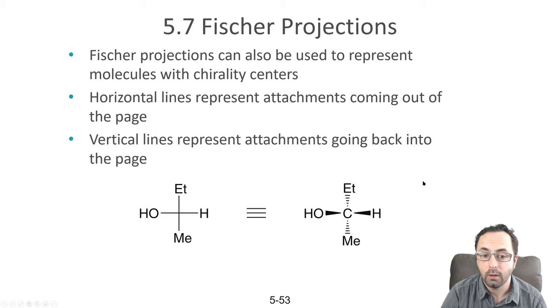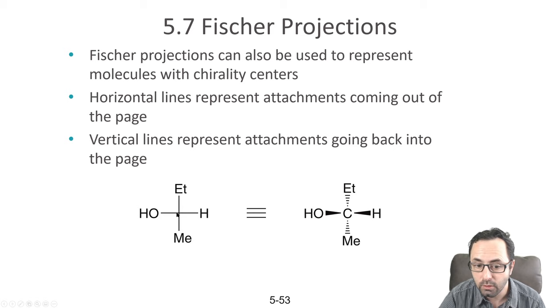Another way of representing chiral molecules is with so-called Fischer projections. Fischer projections are kind of a simplified wedge and dash structure. So here we have a chiral carbon. We can tell because this carbon at this intersection is attached to four different groups.